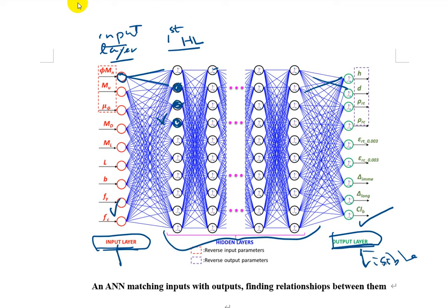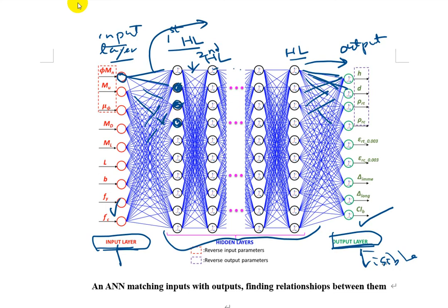And the first hidden layer is connected to the second hidden layer in here, and so on and so forth, and here you are connecting the layer before the last layer to the output layer, using all these straight lines.